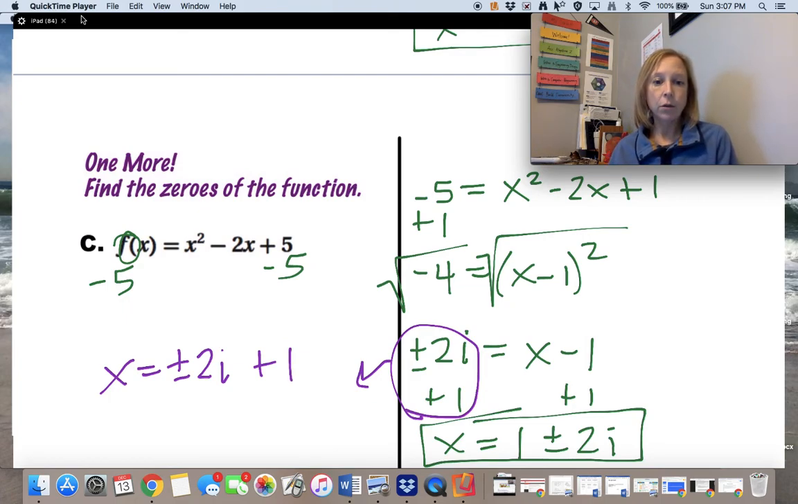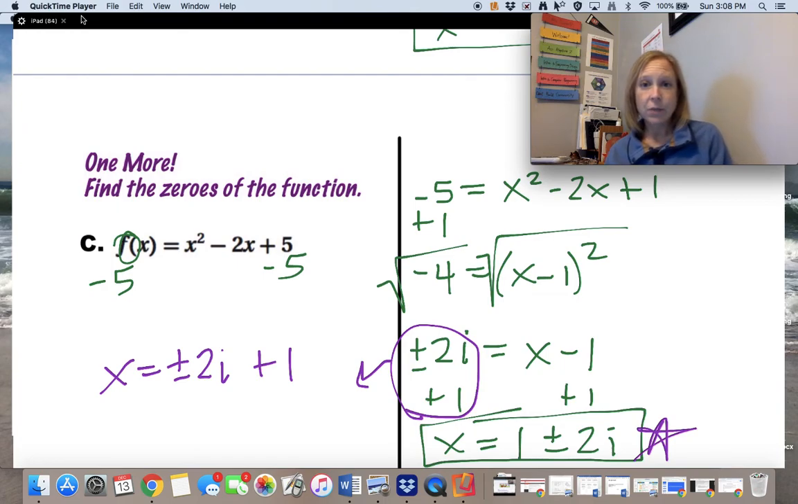I would not mark you wrong on your test as long as all parts are written clearly and they're spaced out appropriately. But this is the best way to do it, by putting your real part first, your complex part second. So this is what I'm hoping you'll get in the habit of doing. So I just wanted to take a moment and make that point.